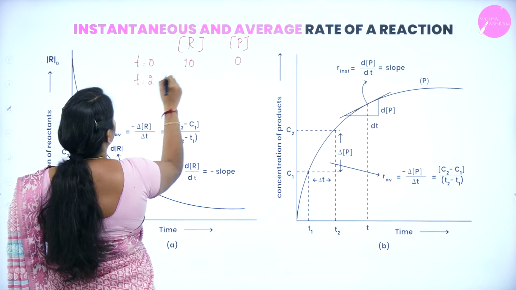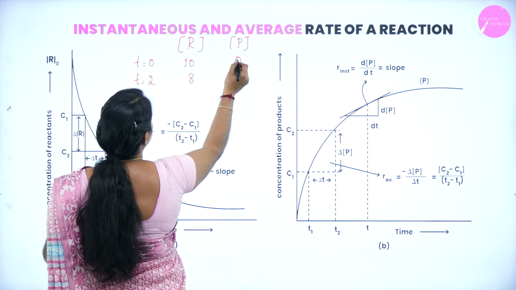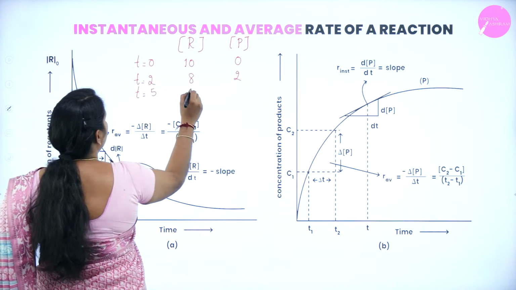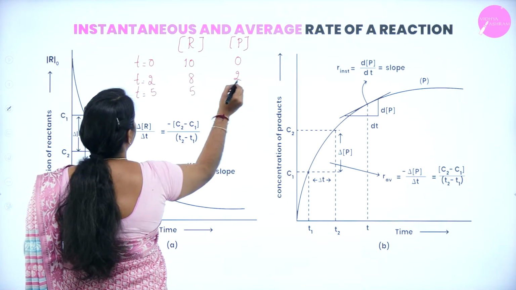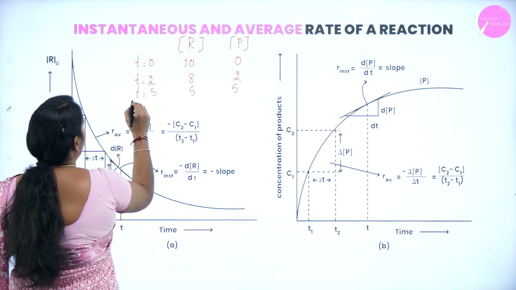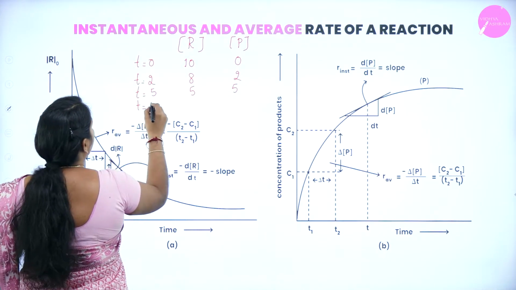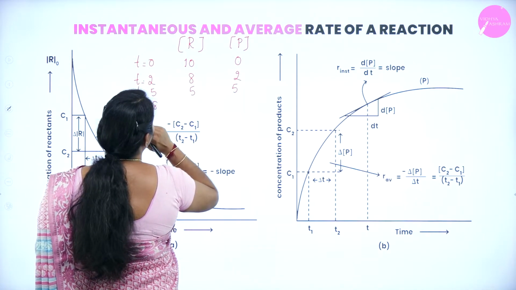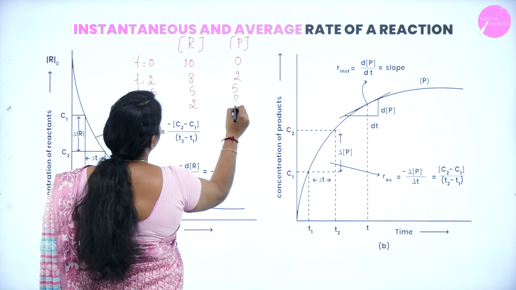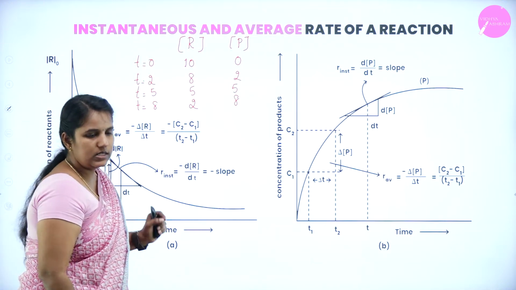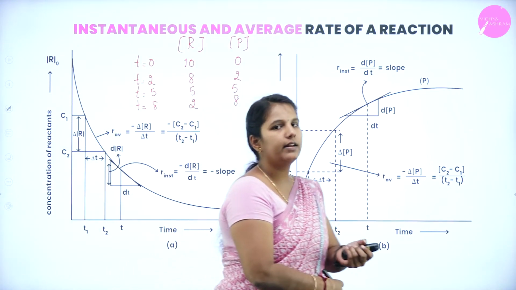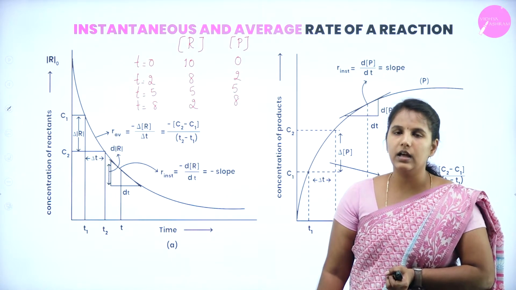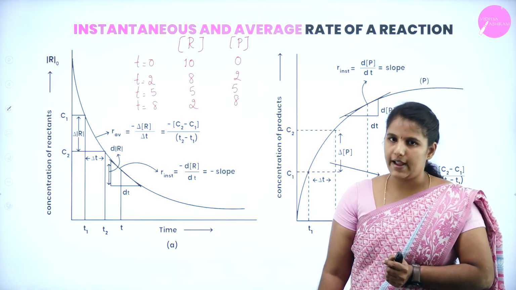Again at time 2, the concentration will be 8 and this will be 2. At time 5, the concentration will remain the same, and at time 8, it will be completely changed into 2 and 8. I'll consider the concentration of the reactant and the product in this way to explain the instantaneous and the average rate of the reaction.